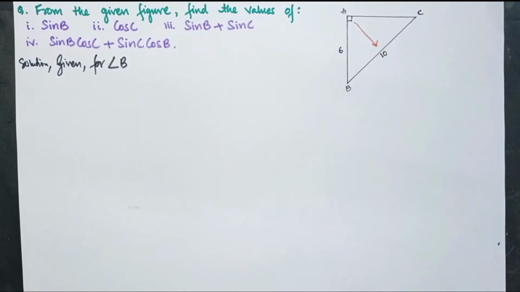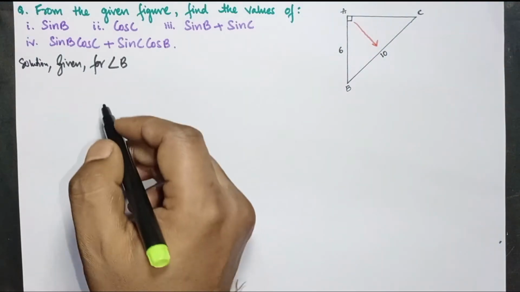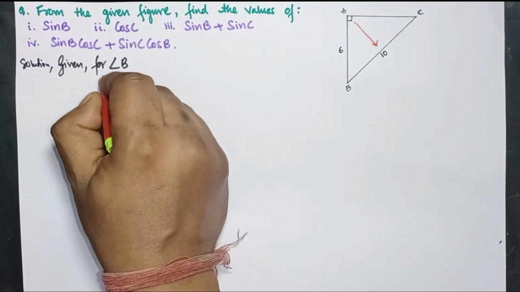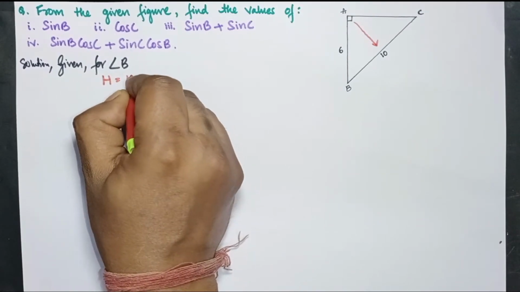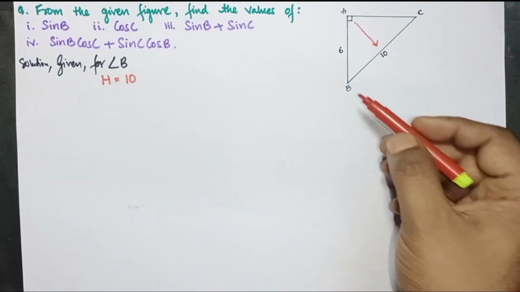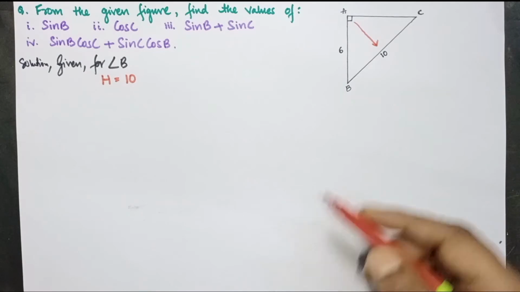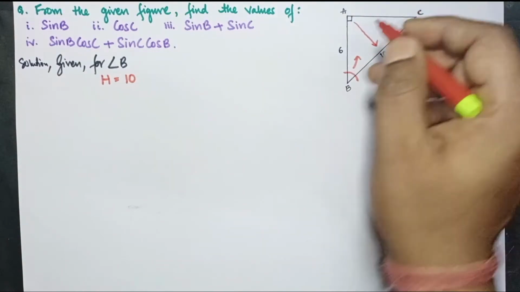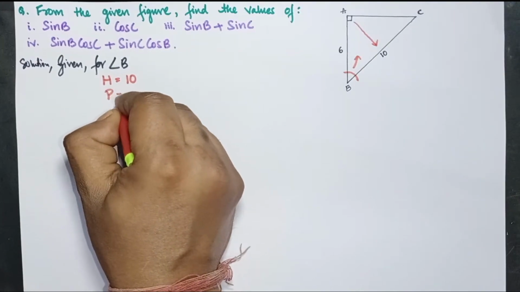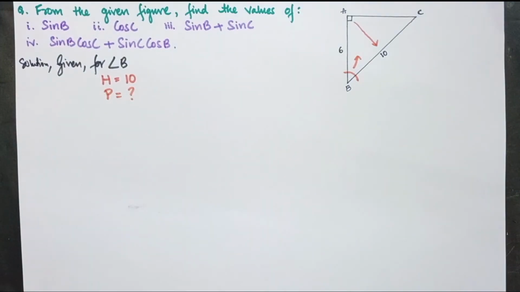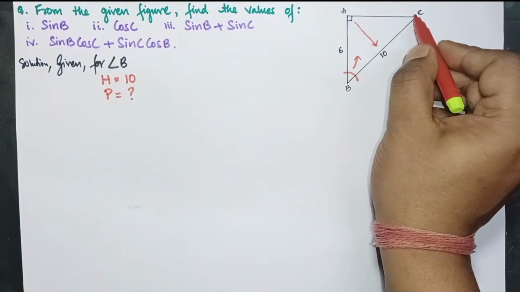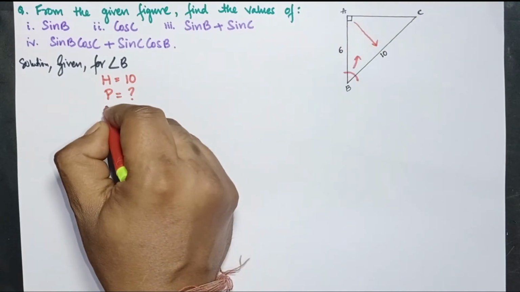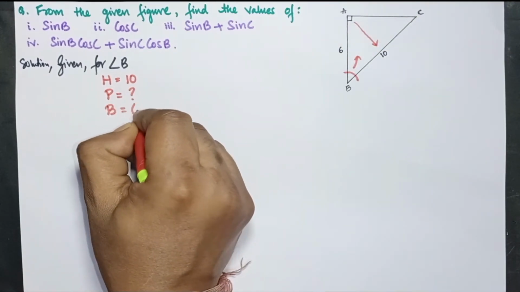So what is the value of the hypotenuse? Hypotenuse is my 10. So here we have hypotenuse equals 10. Since I am taking angle B, angle B opposite will be your perpendicular. I don't have the perpendicular, so perpendicular will be my question mark. If this is your perpendicular, that means this 6 will be your base. So base is my 6.